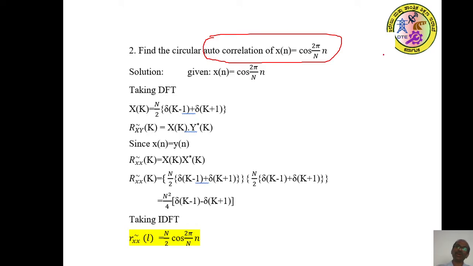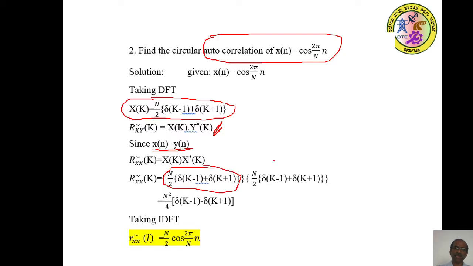Luckily, the question is cos theta, for which you know the answer as N by 2 into delta k minus 1 plus delta k plus 1. Directly, you know the formula for autocorrelation in the frequency domain. We know that Rxy tilde of k is equal to X of k into Y star of k. Special case, if x of n is equal to y of n, my formula becomes X of k into X star of k.